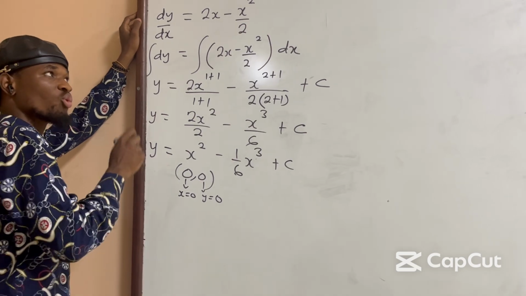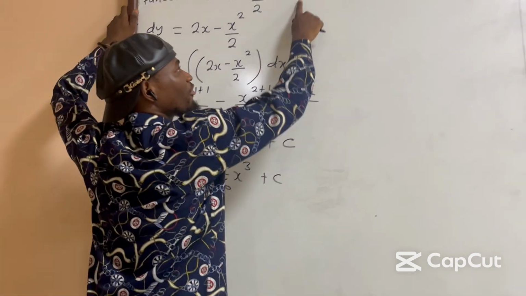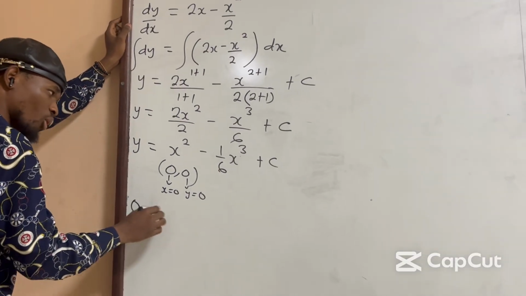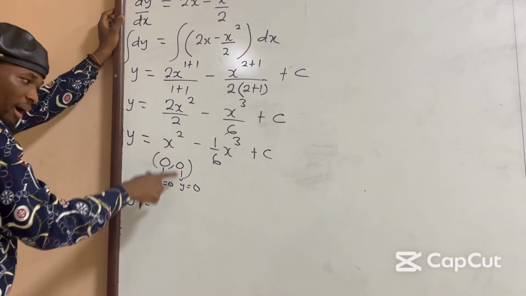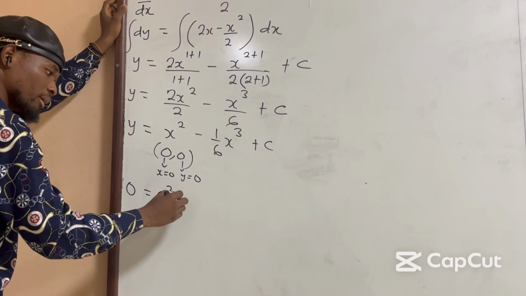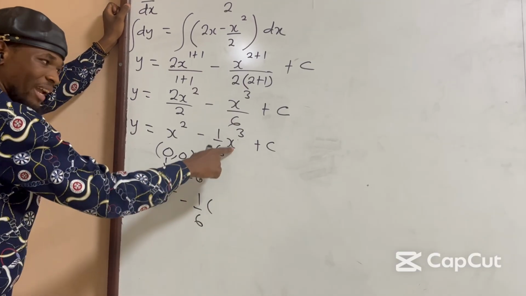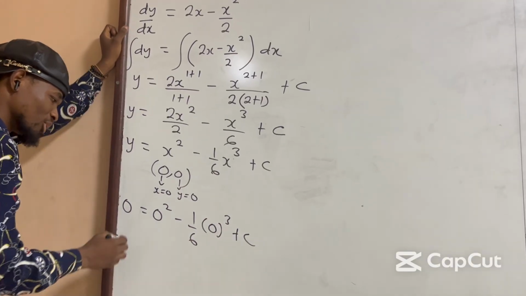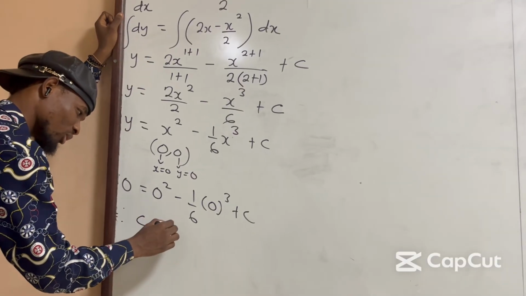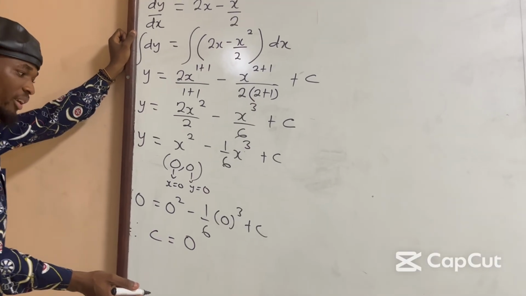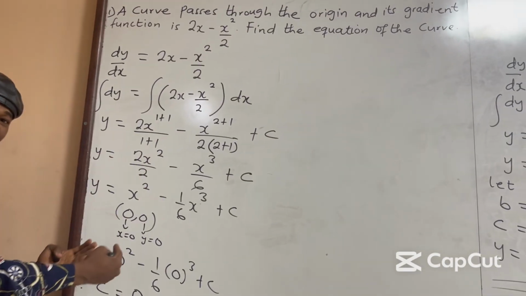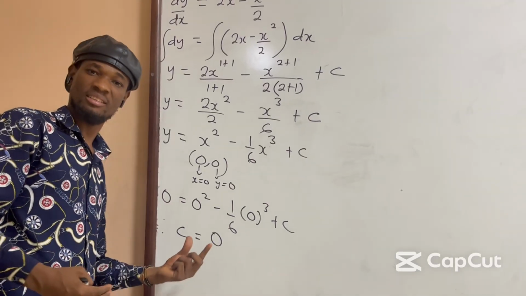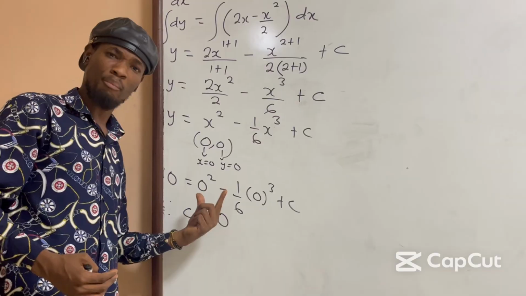The question said find the equation of the curve. So I have 0 is equal to 0 squared minus 1 over 6 times x cubed, but x here is 0, so 0 cubed, plus c. So straight away and clearly, c is equal to 0. So you see the extra information we're given in order to find the constant of integration. This is what we mean by boundary conditions.